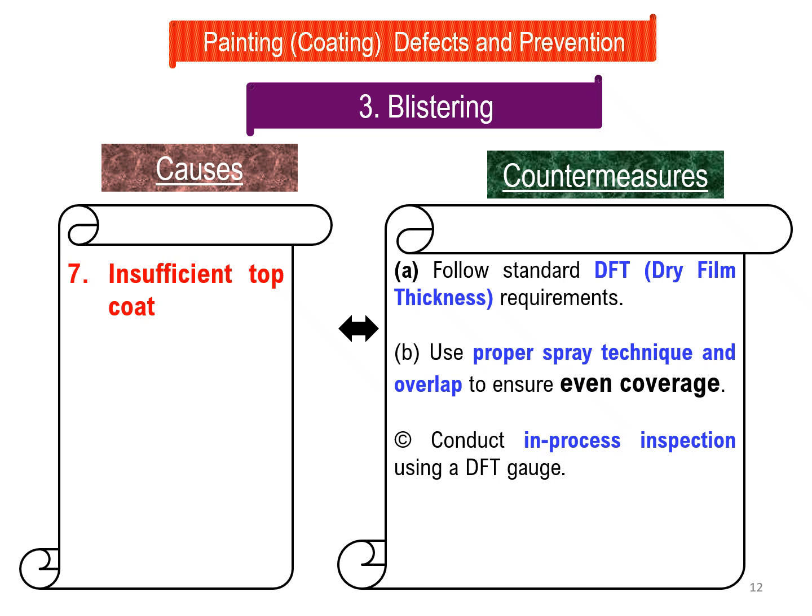Number 7. Insufficient top coat. The countermeasures recommended are: A. Follow standard DFT, that is dry film thickness requirements. B. Use proper spray technique and overlap to ensure even coverage. C. Conduct in-process inspection using a DFT gauge, that is dry film thickness testing equipment.